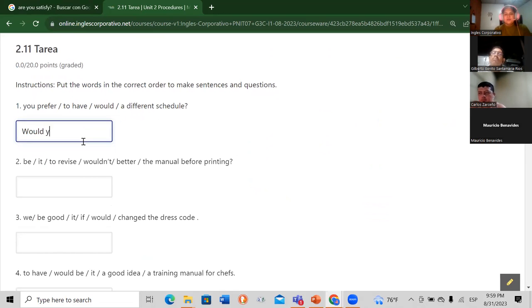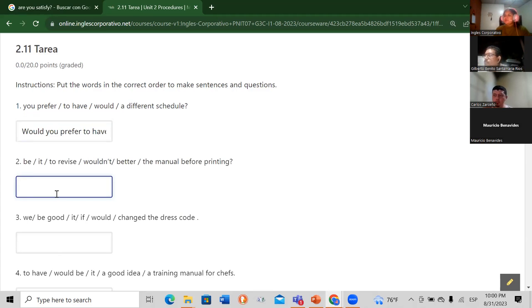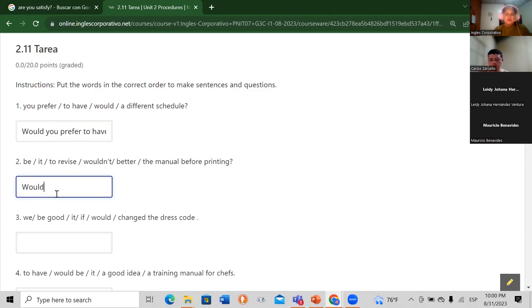Will you prefer to have a different schedule? Okay, that will be number one. Number two. Wouldn't it be better to revise the manual before printing? Okay, very good. Thank you.